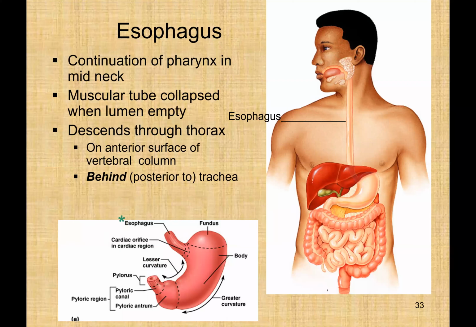So we are at the esophagus. All we need to know about the esophagus is that it's a muscular tube which connects the oral cavity to the stomach. And it is made up of 4 layers, as I described earlier: the mucosa, the submucosa, the muscularis externa, and then the adventitia.